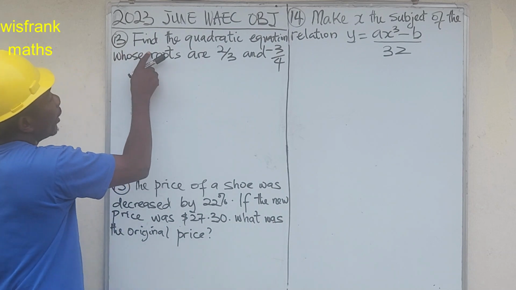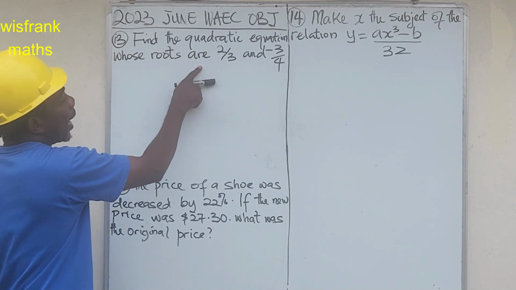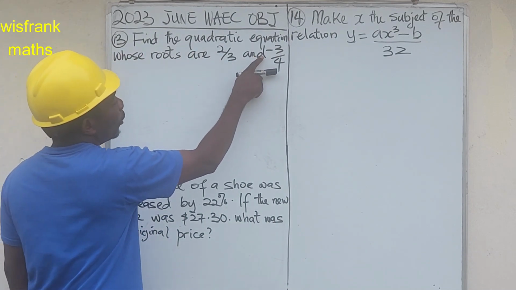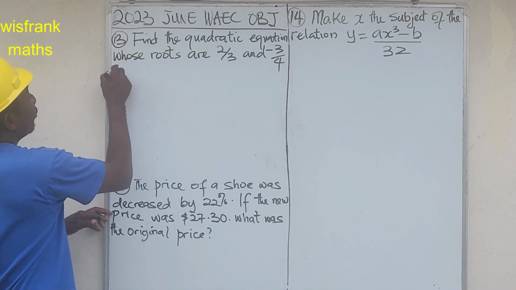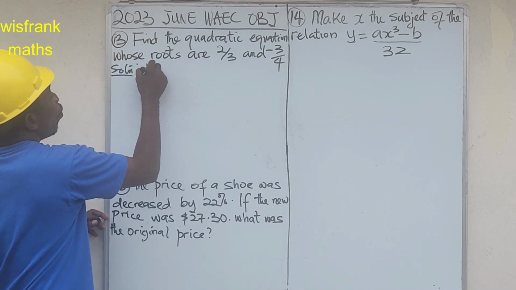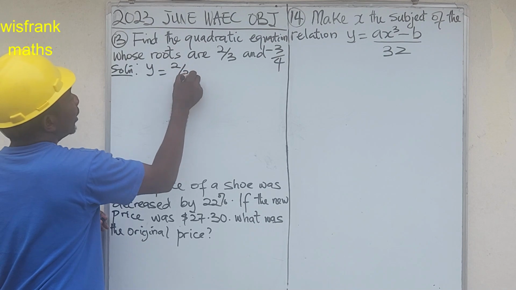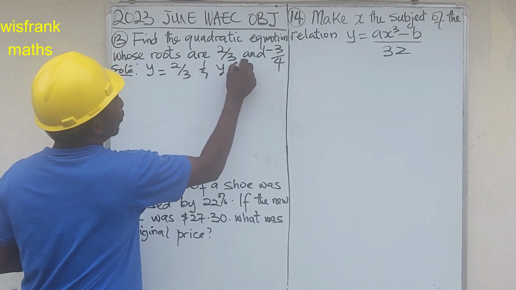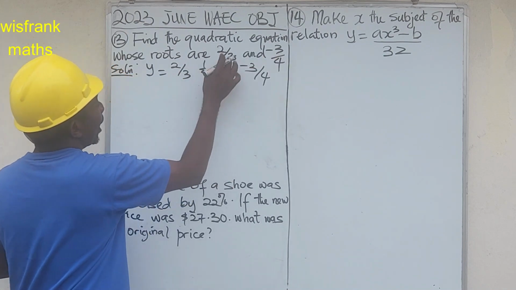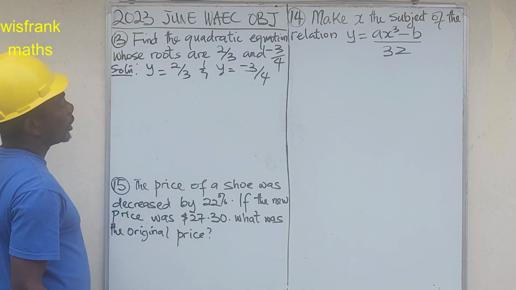Question number 13. Find the quadratic equation whose roots are 2 all over 3 and minus 3 all over 4. So we have the solution. We use y equals 2 all over 3 and y equals minus 3 all over 4. So that is the root. We use this to form a quadratic equation.